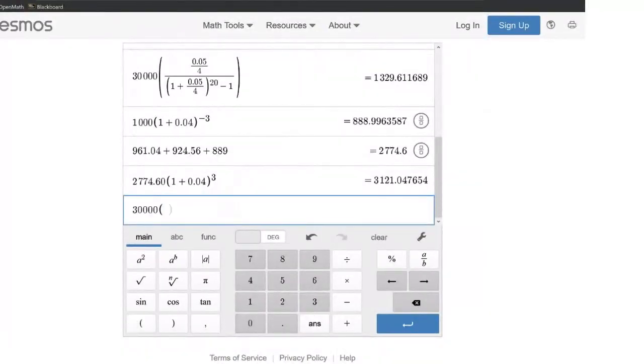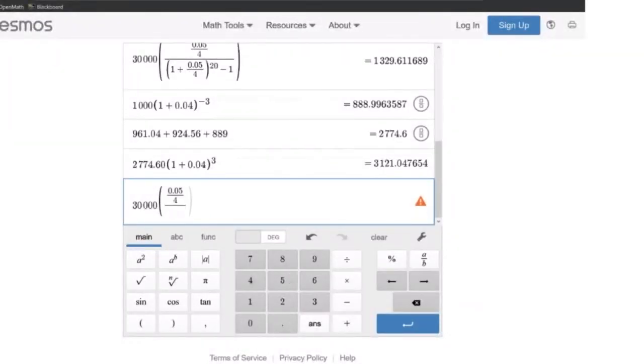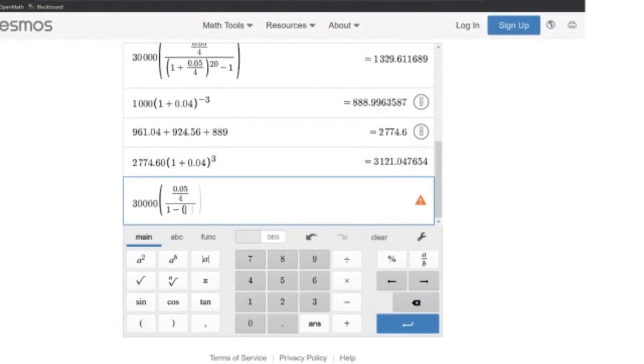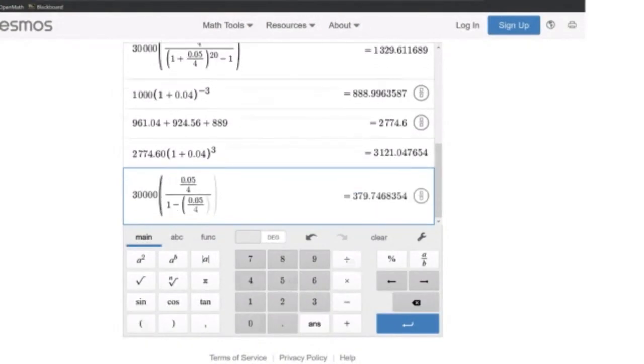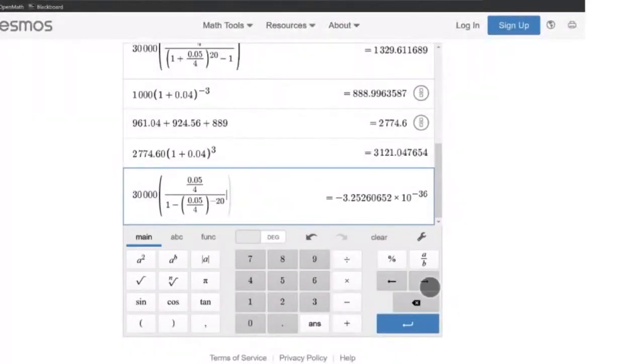30,000 times the fraction 0.05 divided by 4, divided by 1 minus 0.05 divided by 4, raised to the negative 20 power. I'm going to close my parentheses manually just because I like it. Uh-oh. Did I do that wrong? I probably did. I forgot my 1 plus in here. I panicked for a minute. I forgot my 1 plus in that set of parentheses.